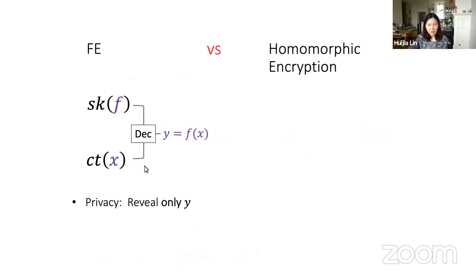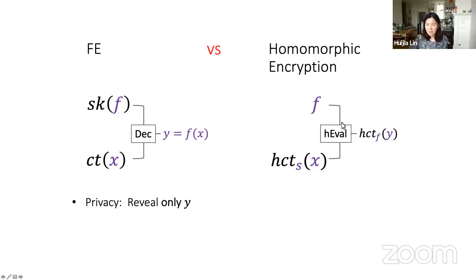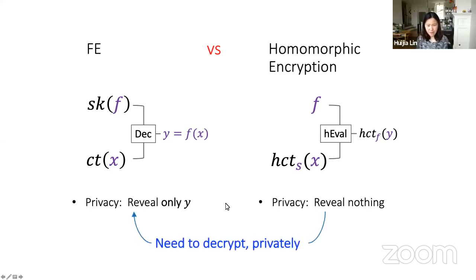All right, so our starting point is the similarity and the difference between functional encryption and homomorphic encryption. Well, homomorphic encryption can also allow us to do computation on some encrypted input, and it produces a ciphertext of the output. We're going to call this output ciphertext HCTF. The difference is that here, homomorphic encryption really reveals no information about X or about the output Y, whereas in functional encryption, we actually want to get Y. Therefore, the most important difference if we want to build functional encryption from homomorphic encryption is to decrypt in a private way.